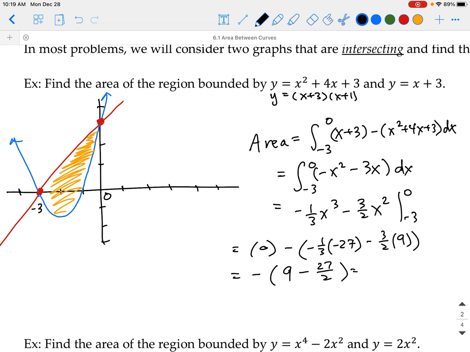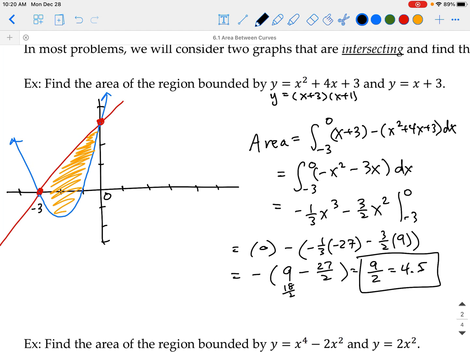So let's see, that's going to be 18 over 2 minus 27 over 2, and then this minus sign will make everything positive. So it looks like we're going to have 9 over 2 as our answer, or 4.5. So again, either one of those is perfectly fine.